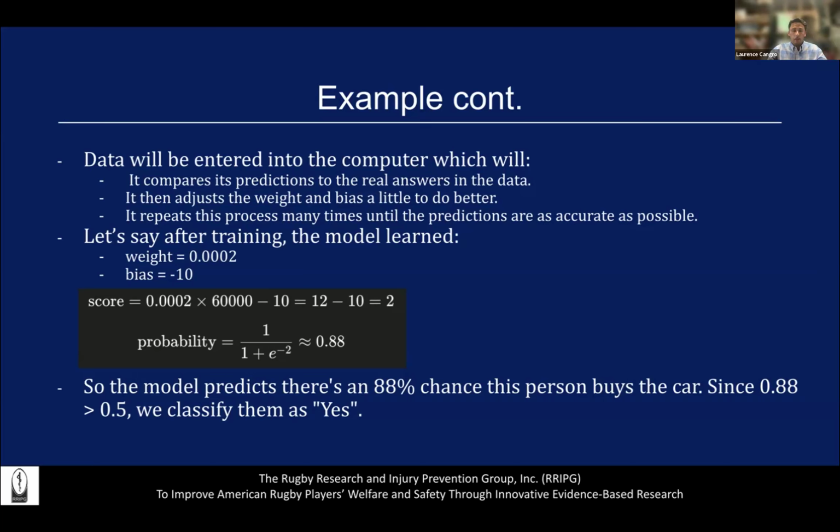So we'll say the model learned that it has this specific weight of 0.0002 and a -10 bias. It's going to calculate a score, and then it's going to plug that score into the sigmoid function. We see here it pops out a 0.88, which is going to be an 88% chance that somebody with, say, a $60,000 income will buy a car.